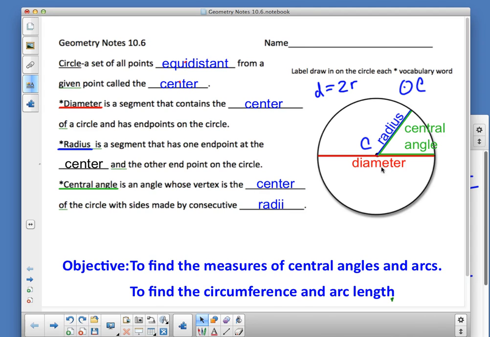But I'm just going to outline an arc here. This is the arc that's intercepted from the green central angle, and those are the things we're going to be talking about next. Okay, today's objective is to find the measures of central angles and arcs, to find the circumference and arc length. So that's where we're going.